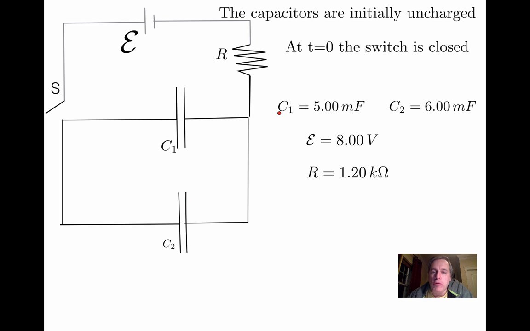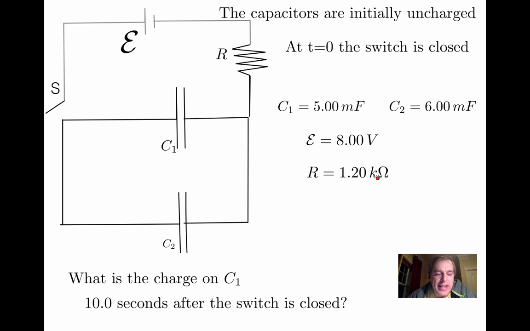Now, we're given all the values to do the problem. The capacitance of the first capacitor here is 5 millifarad, that's 5 times 10 minus 3 farads. C2 is 6 millifarad. We know the EMF of the battery, 8 volts, and the resistance is 1.20 kilo ohms. So we have all the information about the circuit. And the question we are asked to answer is, what will be the charge on C1, on the first capacitor, 10 seconds after the switch is closed?